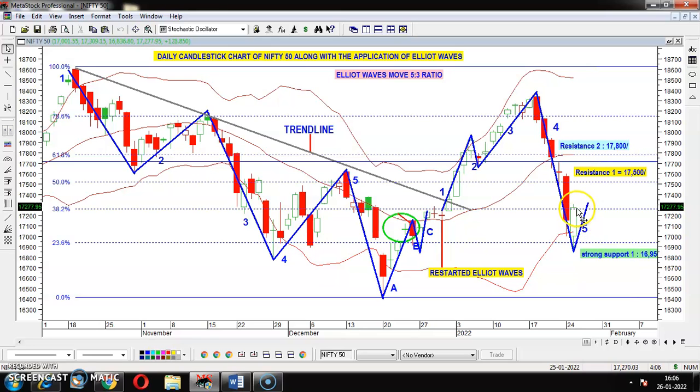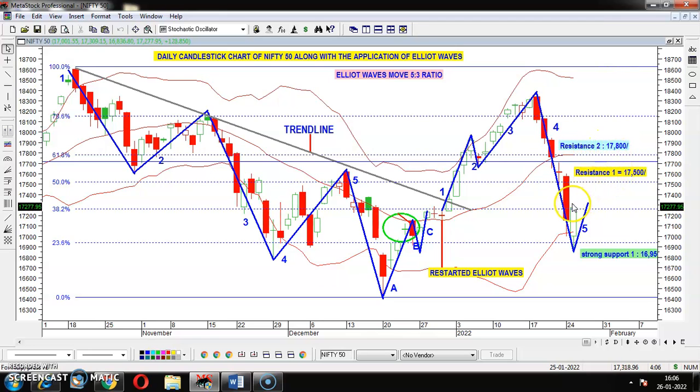As long as Nifty trades above this particular 38.2% Fibonacci retracement zone, there is a possibility of a move towards the upside. Not only that, Nifty has to close above this level, and then we can say there is a possibility of a move toward the upside. In that case the resistance would be around 17,500, which is the 50% Fibonacci retracement zone, and the next level would be 17,800.